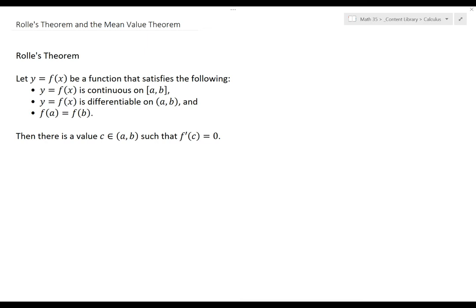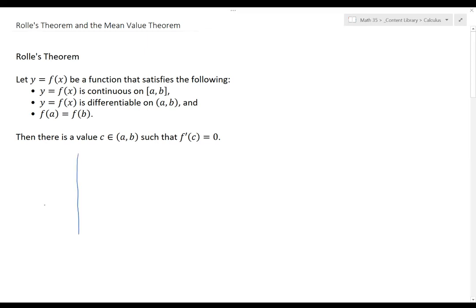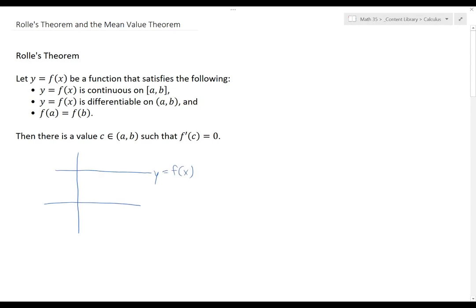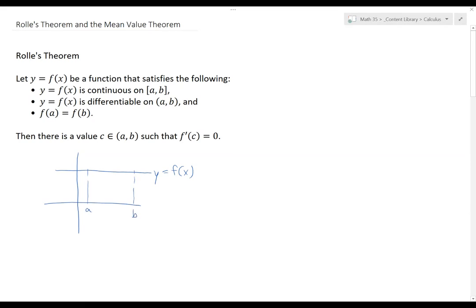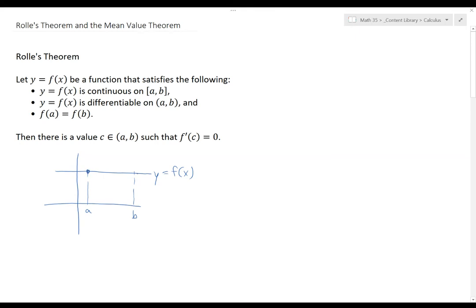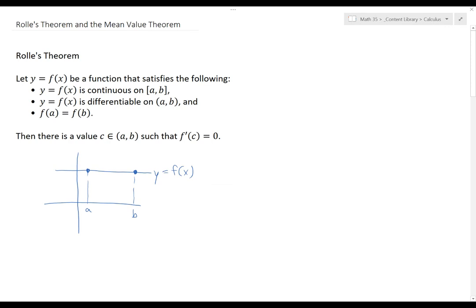So let's look at some examples of what that might look like. We might have a really basic function. Let's say we have, for example, y equals f(x) is just a horizontal line where we have some value a and some value b. That's obviously a continuous function on that interval. It's differentiable all the way along. Its derivative is just zero all the way along. But the y value at both a and b is the same. There, therefore, is very trivially and obviously at least one value c such that the derivative is zero. In fact, they all are.